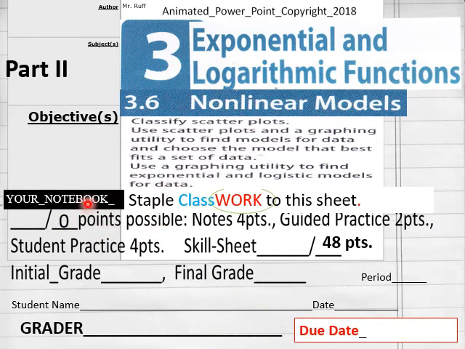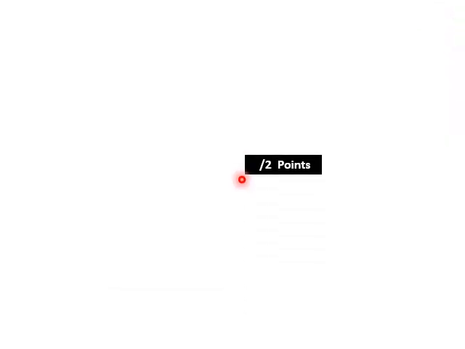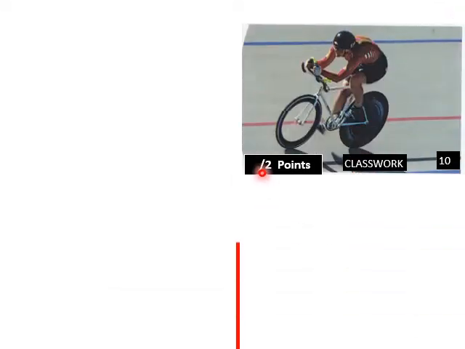And you have 0 points here, notebook taking. You got a 48-point classwork sheet today. And we just go right into our first example here.